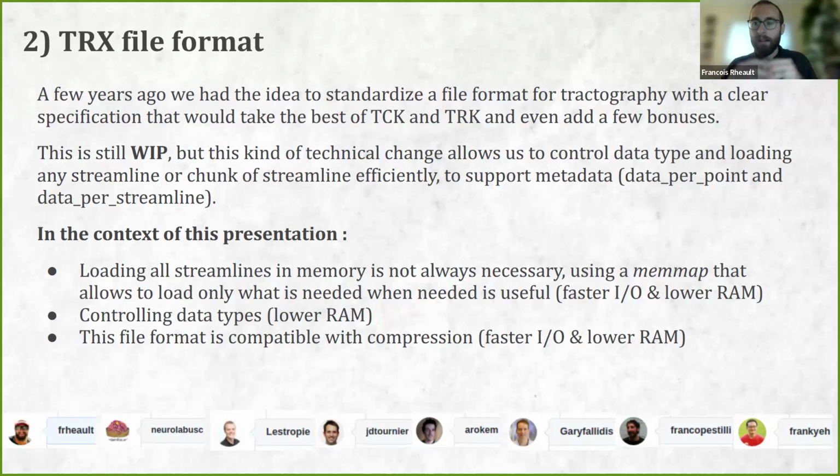So basically, your data stays on disk, but it's contiguous on disk and allows you to save and load very efficiently and control your data type. So floating point precision, for example. The idea here in the context of this presentation is that you load only the streamlines you need when you need them, and you control the representation of the bit size for each point, which allows you to have much faster read and write operations, but also lower RAM memory requirement. And this is a file format that would be compatible with compression. So it combines very well with what I just mentioned.